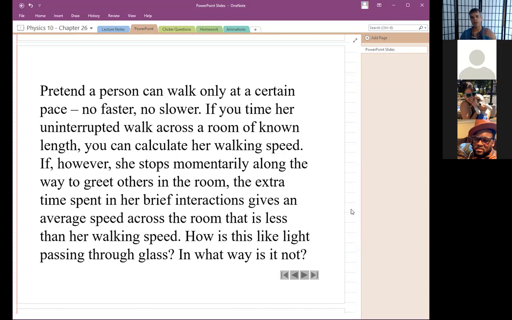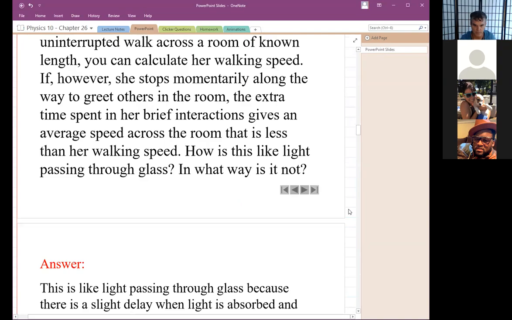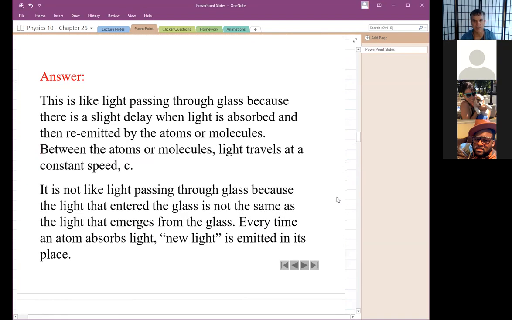So a person's walking through a room, and let's say every time they stop and they see somebody, they have a brief little interaction. Hey, how's it going? And they continue walking across the room, and then they stop and have another interaction, and then they continue walking across the room and so on. How is that like light passing through glass? And in what way is it not? And the answer is the following.